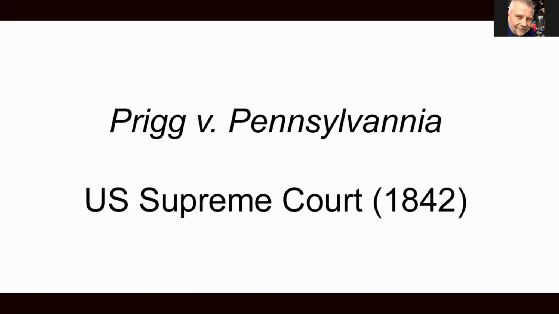Prigg pleaded not guilty and argued that he had been duly appointed by Margaret Morgan's owner to arrest and return her to her owner in Maryland. However, a Court of Quarter Sessions of York County, Pennsylvania, on May 22nd, 1839, convicts Prigg, finding him guilty of a felony under the personal liberty laws of the state of Pennsylvania. Prigg now appeals to the U.S. Supreme Court.